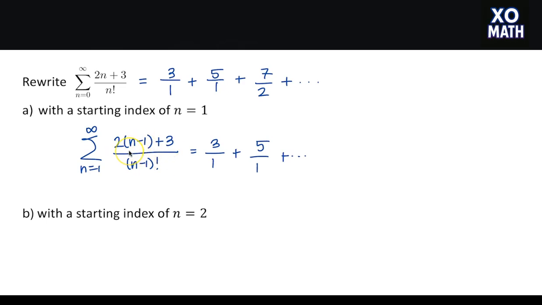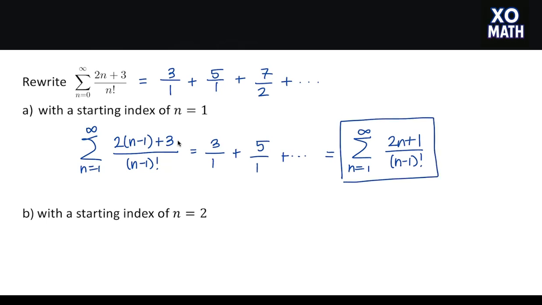Now we can rewrite this a little bit nicer. So we could write the sum of n equals 1 to infinity. I can distribute the 2. So 2n minus 2 plus 3, that's going to be 2n plus 1. And then we will leave it as just n minus 1 factorial. I can't really do anything with that. So here we have rewriting this with a starting index of 1. So we started with n equals 0. To go to n equals 1, one higher of a starting index, I needed to subtract 1 from the n's.